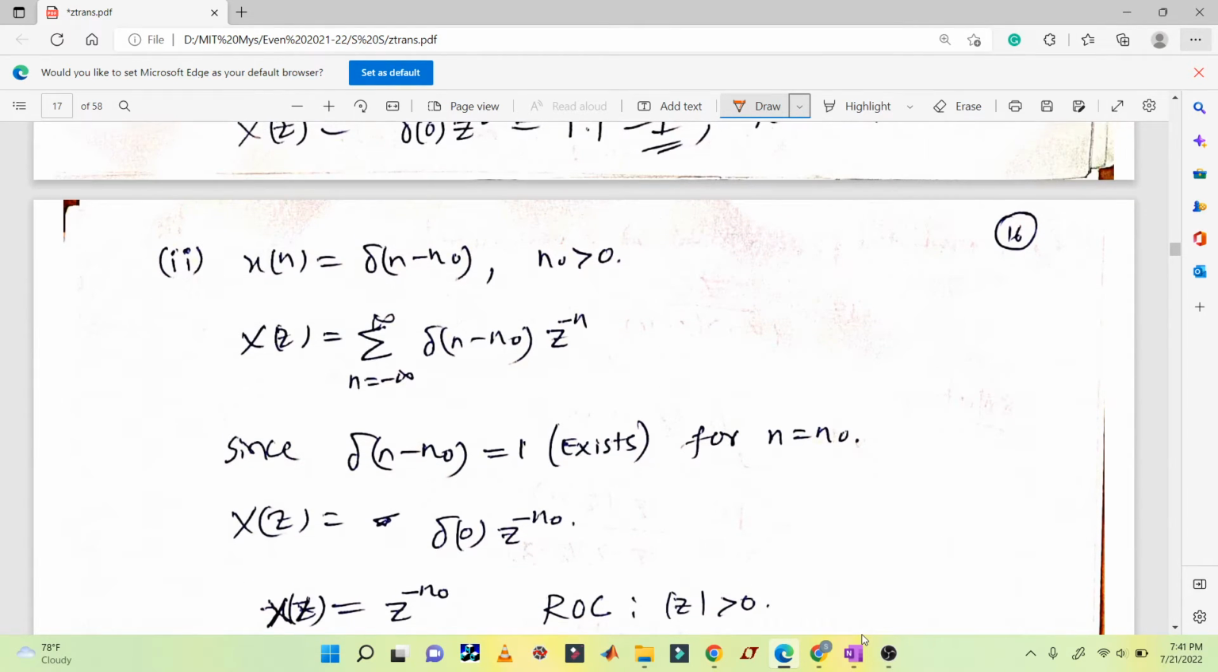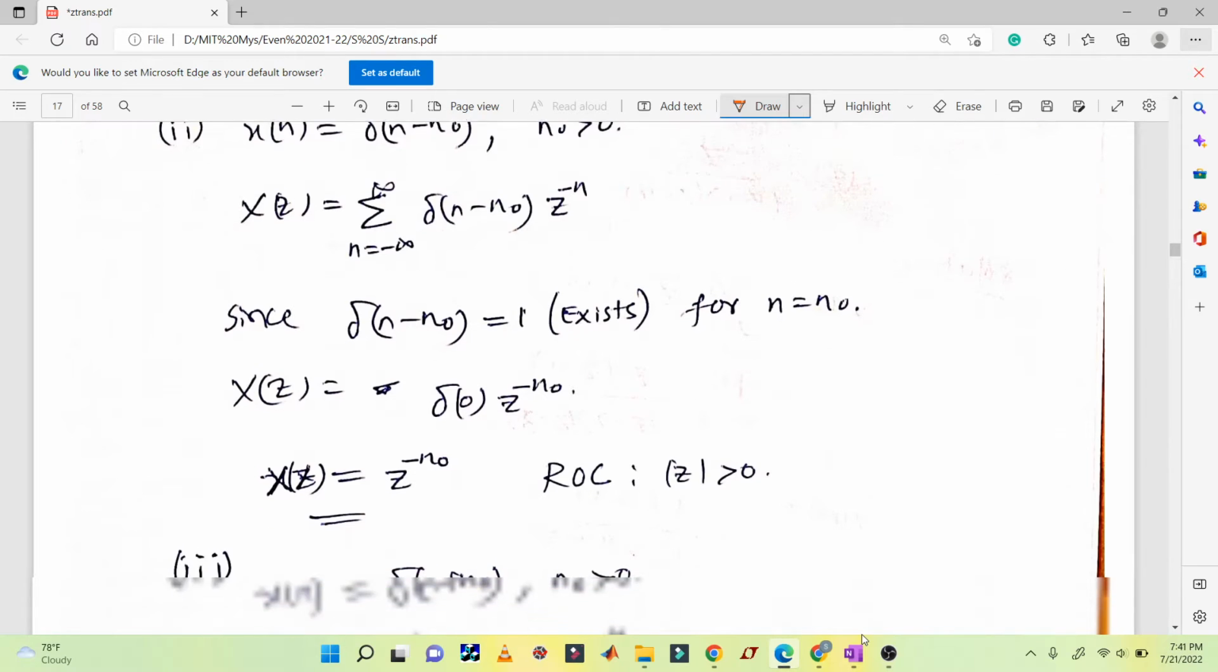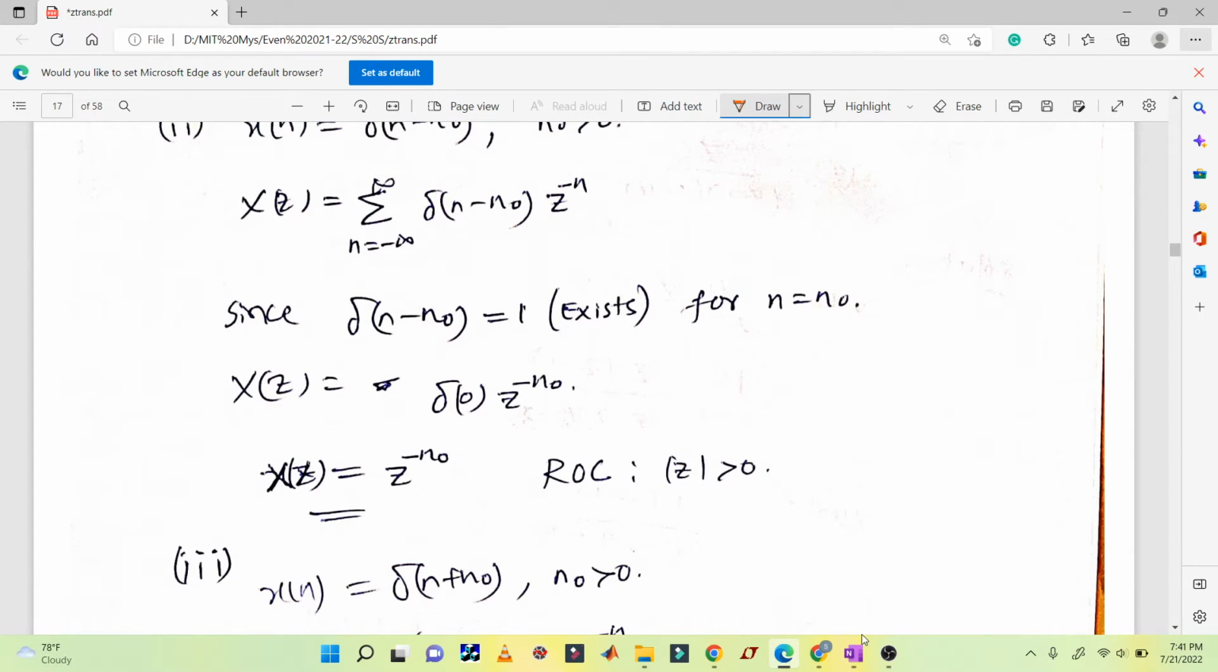And I forgot to mention the ROC. For the first one, that is the delta n function, ROC is all values of z, because x of z is equal to 1. No need to go for any z value. You can get only 1. So any value of z, you can get the same answer. So all values of z is the ROC. Similarly here, ROC is z greater than 0. Okay.